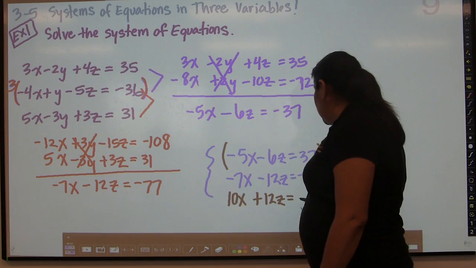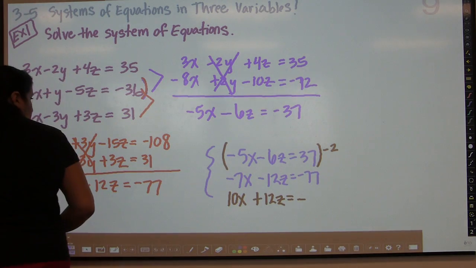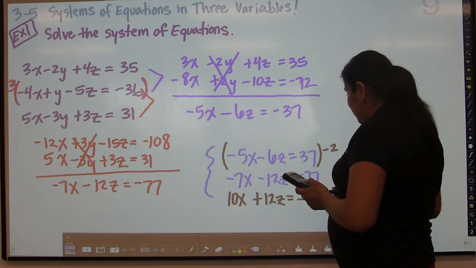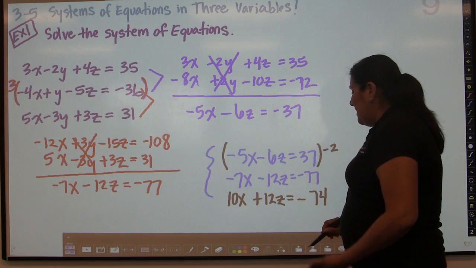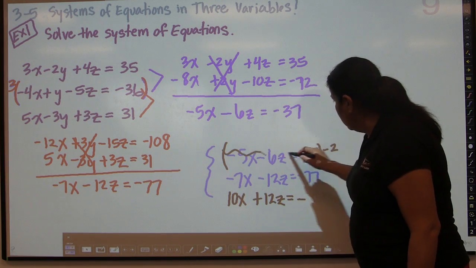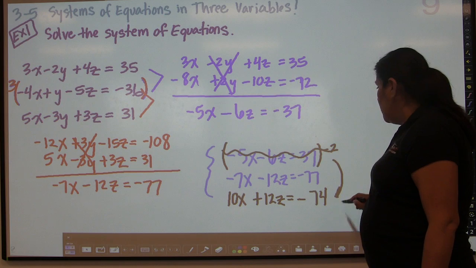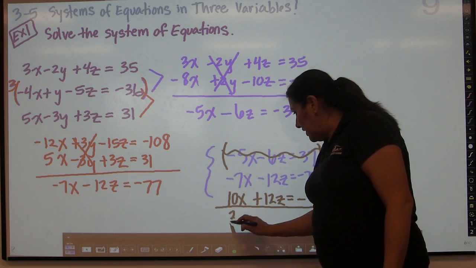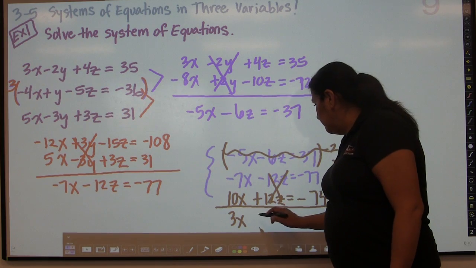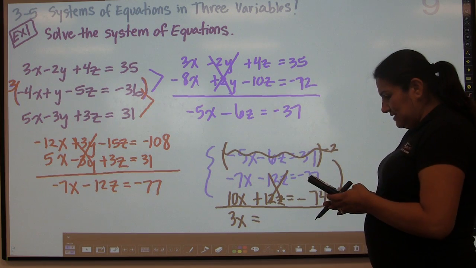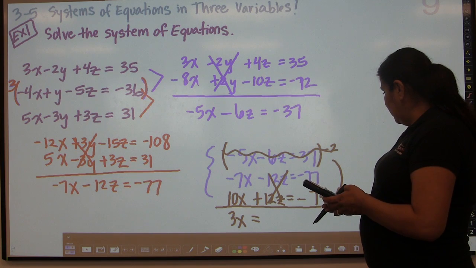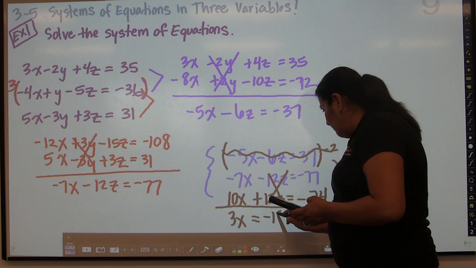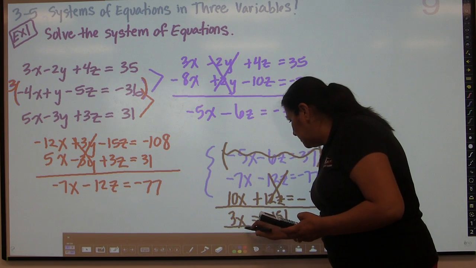And negative 2 times positive 37 is negative 74. And now if I add, this is now gone. I multiply by negative 2, and here it is. So now when I add these two equations together, 10x minus 7x is 3x. The z's are going to cancel. And negative 77 plus negative 74 is negative 151. Last step is to divide by 3.